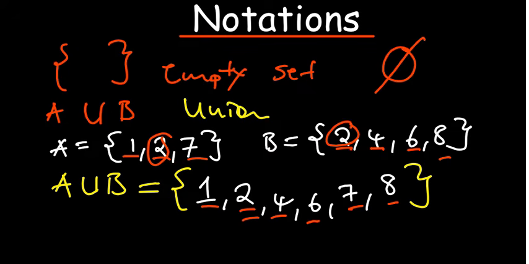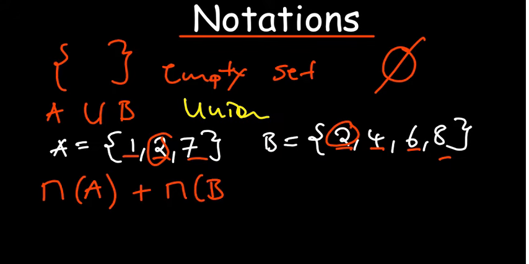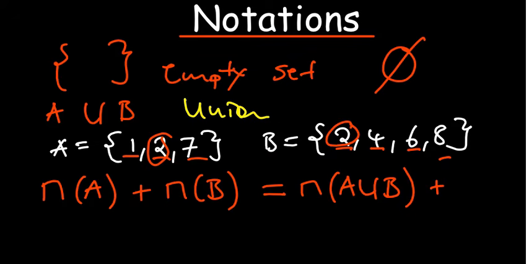So that's why, when you look at the aspect of dealing with numbers, there is this rule. The number of elements in A plus the number of elements in B should be equal to the number of elements in the union set, and then we can say plus the number of elements in the intersection set.